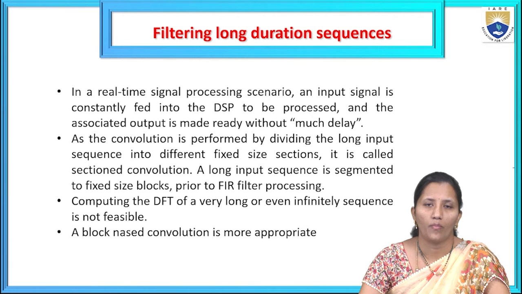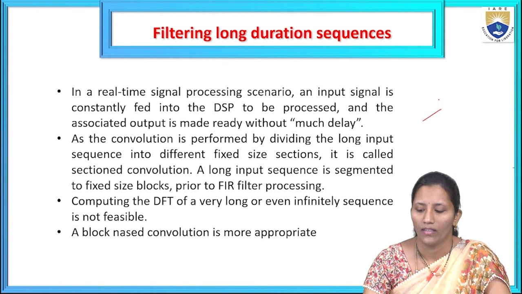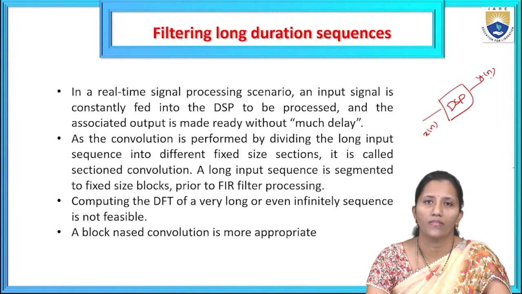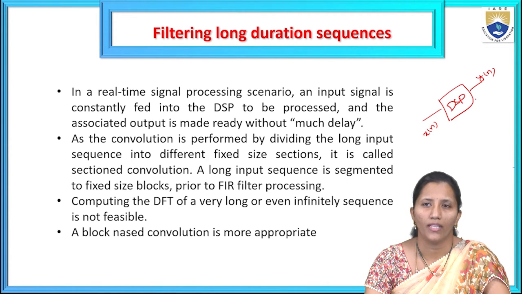In a real-time signal processing scenario, an input signal is constantly fed into the DSP to be processed and the associated output is made ready without much delay. So we are going to give the input to the DSP system, and we have to get the particular response without delay. So a convolution performed by dividing the long input sequence into different fixed size block sections is called section convolution.